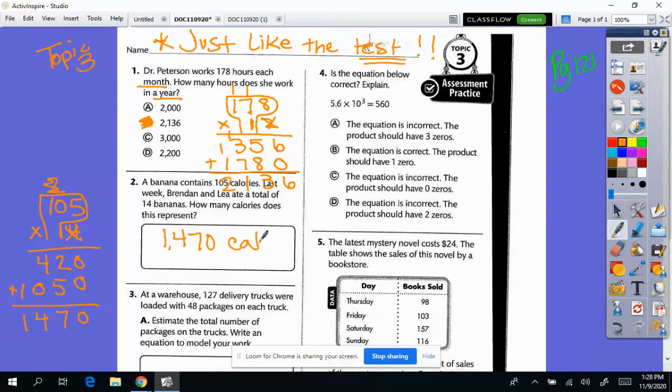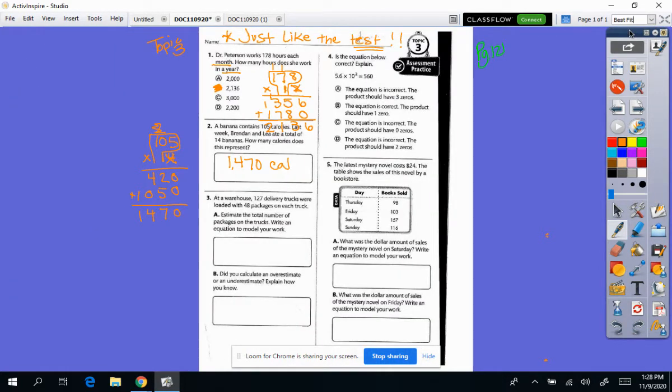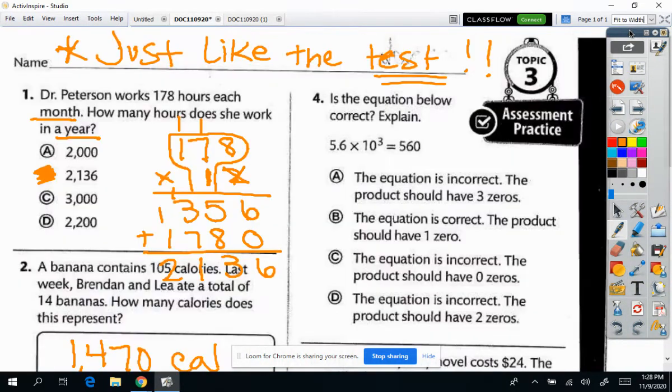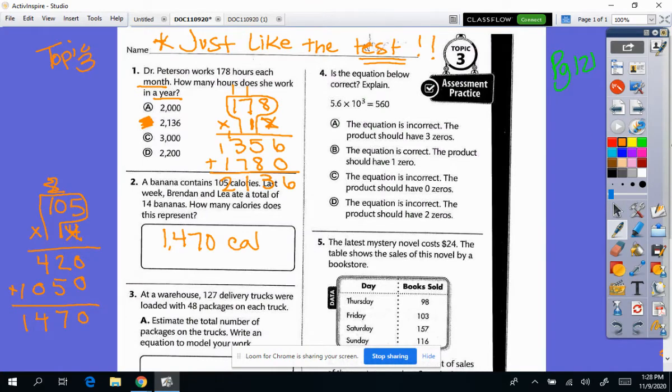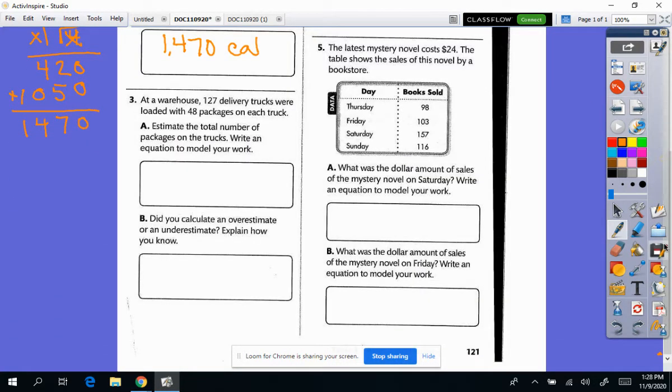All right, let's go ahead and look at number 3. Let's try this. Sorry about this. Let me just get this a little more organized. Okay. All right. Number 3.